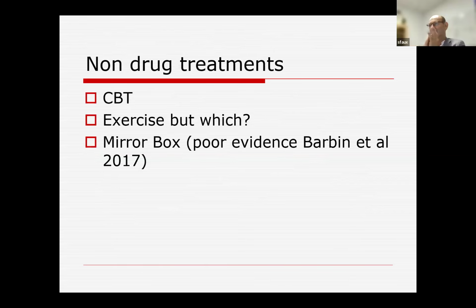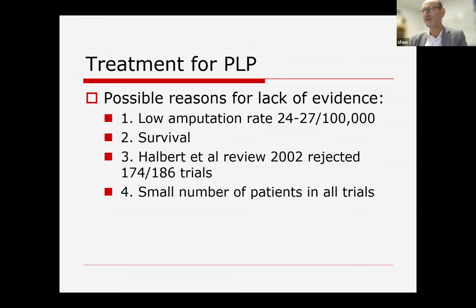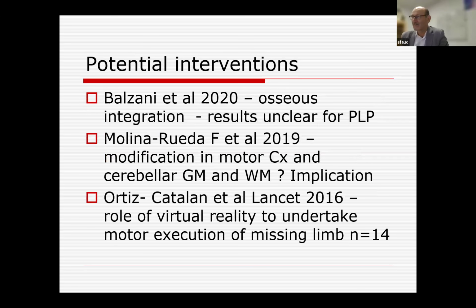So what are the non-drug treatments? Cognitive behavioural therapy, exercise, but we don't know which type, or mirror box evidence. And why is it so hard to get evidence for the treatment of phantom limb pain? Because there's a low amputation rate, about 24 to 27 per 100,000. People are surviving for longer. And if we look at Halbert's study in 2022, they rejected 174 out of 186 trials because of poor methodology. So it was only small numbers of patients in all of the trials.